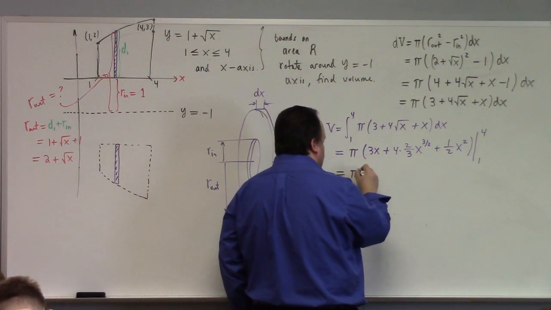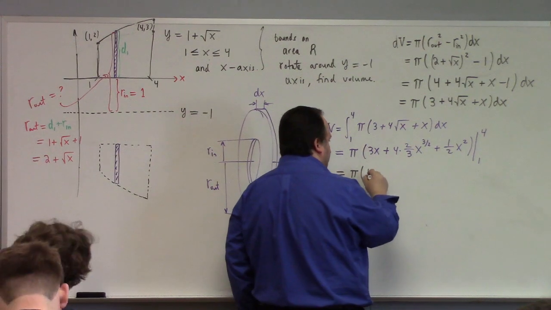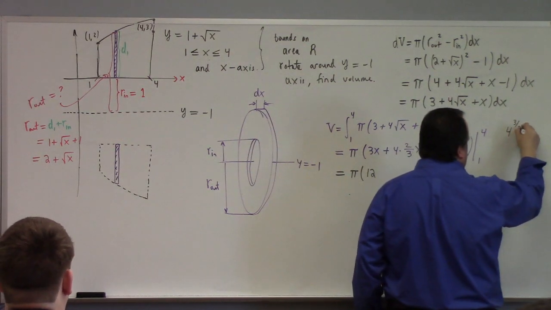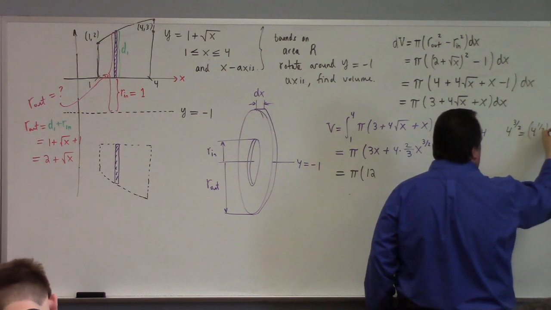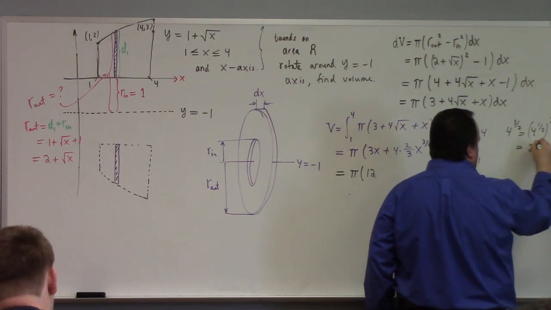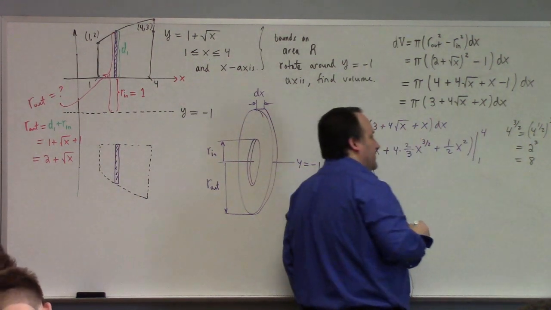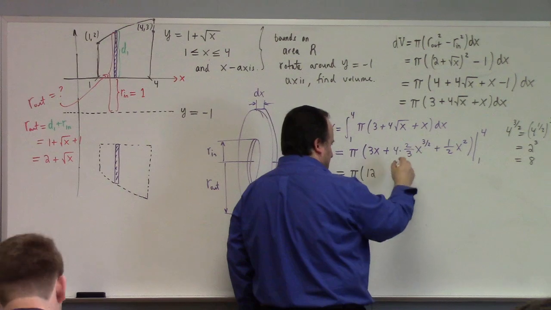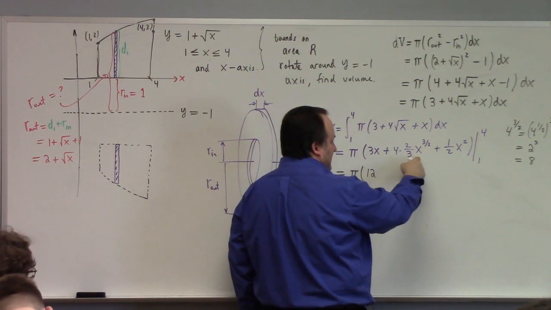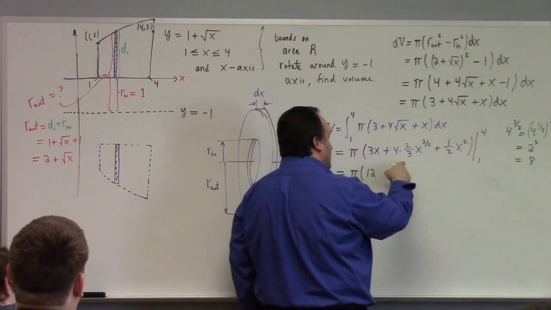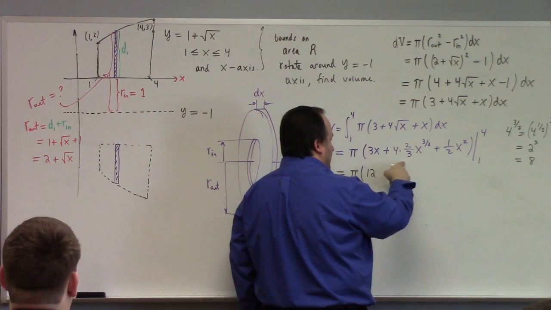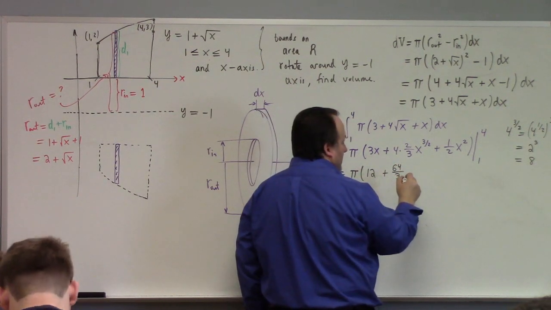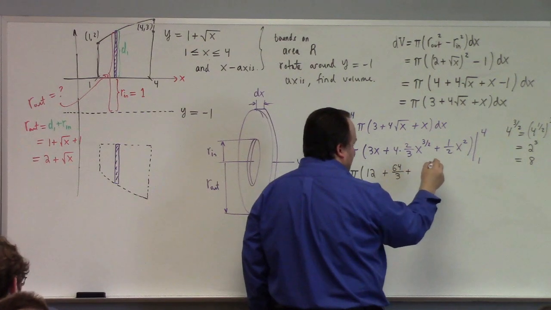All right, what do we got? We got ourselves a pi. 3 times 4 is 12. What is 4 to the 3/2? Let's simplify that. That's 4 to the 1/2 cubed, which is 2 cubed, which is 8. So 4 to the 3/2 is just 8. So I've got 4 times 8 times 2/3, so I got 64 over 3 there. 64 over 3, and then plus 16 over 2, yeah?